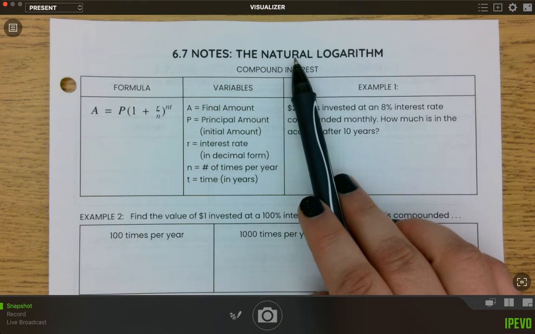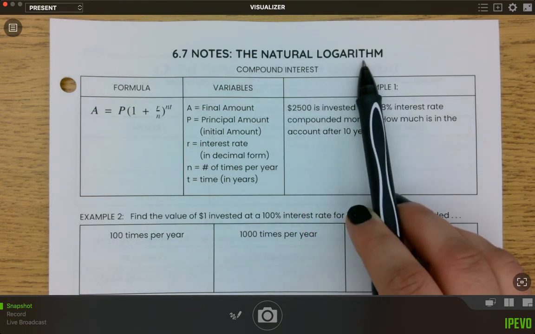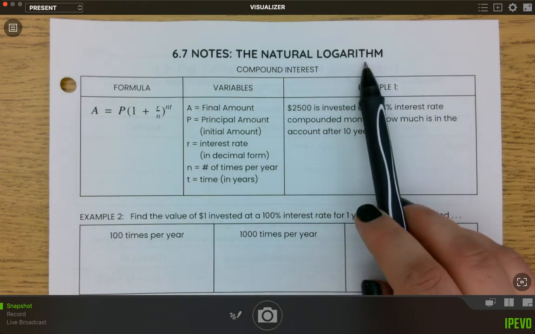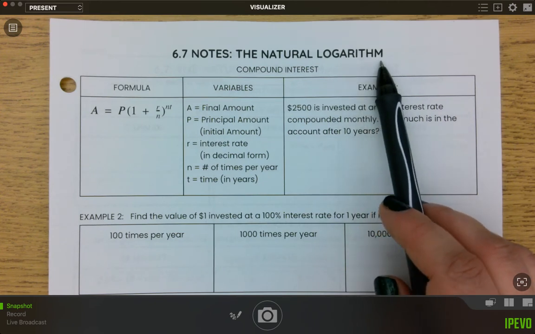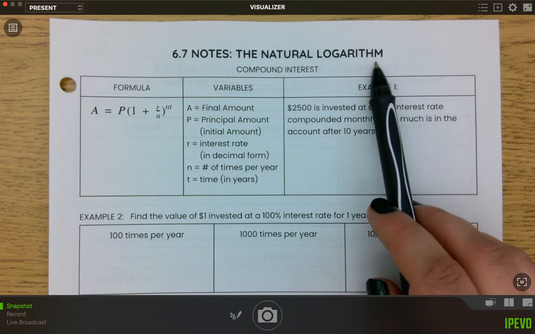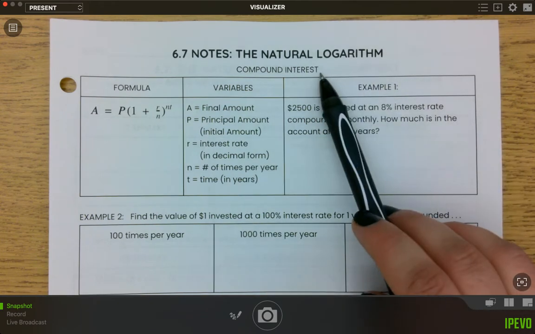These notes are called the natural logarithm, but I'll be honest, there's a couple other random things. These notes are probably going to be a little longer than most, just because I want to make sure that I explain it all thoroughly. So, the first thing we're actually going to talk about is called compound interest.